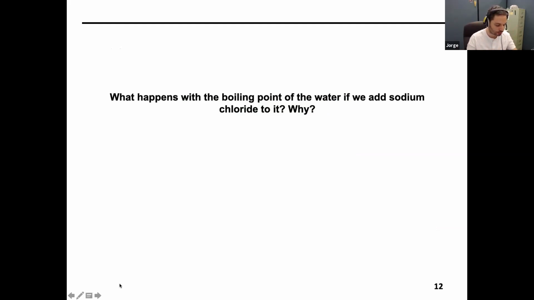Okay, so to finish this chapter and move on to the next one, let's think about one thing. What happens to the boiling point of water if we add sodium chloride to it? Why? Let's think about that for a couple of minutes, and then let's start the next chapter. Would you expect the boiling point to increase, decrease, or not change? So let's think for a couple of minutes, and then we will move on to chapter number 11.